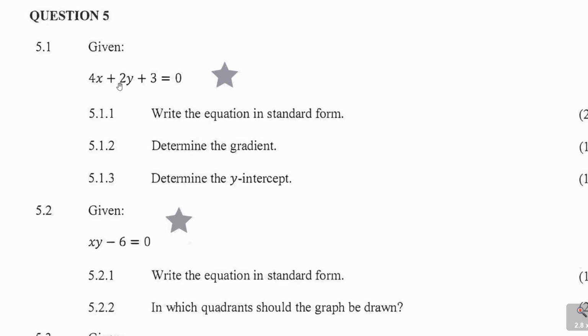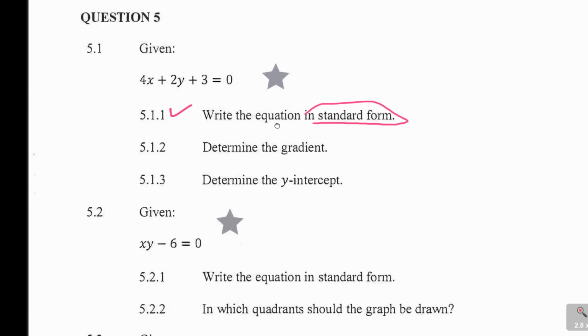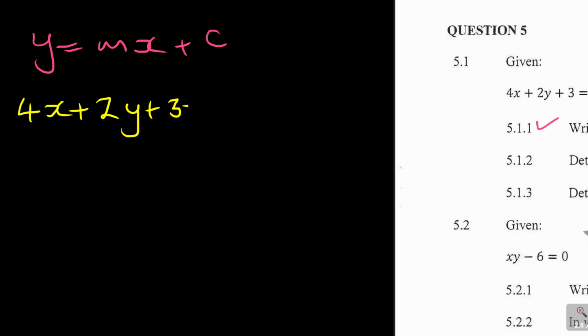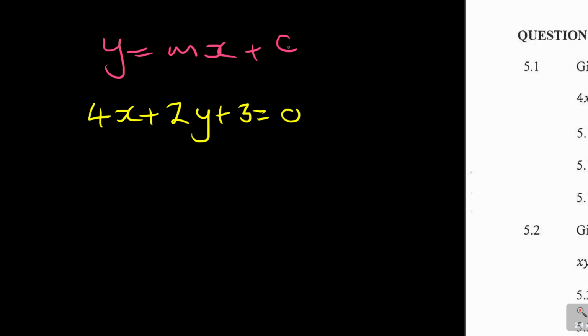5.1. Given 4x plus 2y plus 3 is equal to 0. 5.1.1. What do they want? They want me to write the equation in standard form. It's 2 marks. And then later, determine the gradient and the y-intercept. Now, standard form, they are saying write it as y is equal to mx plus c. You are given 4x plus 2y plus 3 equal to 0. Just to confuse you, that's what they gave you. Write it in that standard form. y equals mx plus c, meaning I must remain with y on my left hand side.